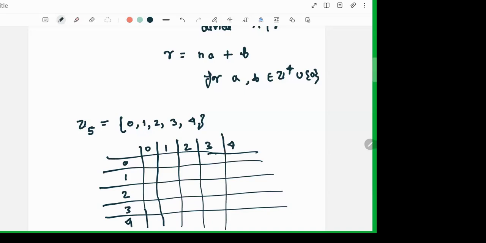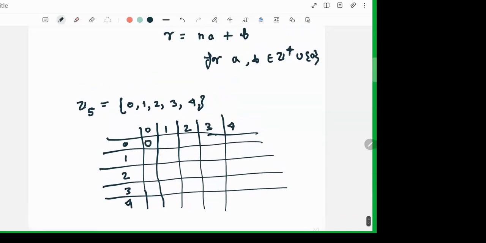Can you say now what is this? It is obvious. 0 sum 1 is 1. 0 sum 1, 2, 3, 4. Now what is 1 sum 0? This is 1. This is 1 sum 1, 2. 1 sum 2, 3. 3 sum 1, 4. What is 4 sum 1?